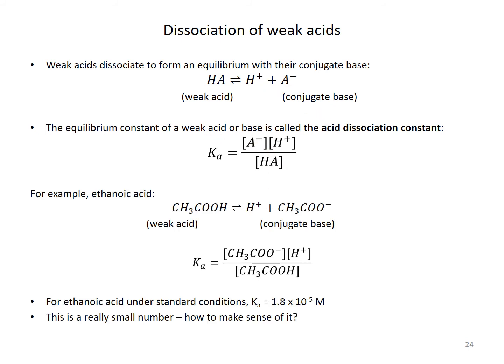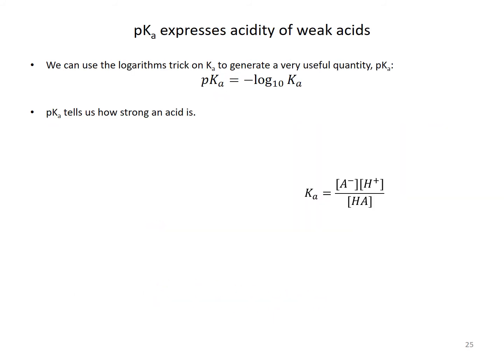Here is a very quick example. So under standard conditions, which is 1 atmospheric pressure and a temperature of 298 Kelvin, the Ka for ethanoic acid is 1.8 times 10 to the power of negative 5 molar, which is a very small number. So how do we make sense of it? Again, we use logarithm to compress the decimal scale, and we end up using pKa, which is a parameter to tell us how strong an acid is. So here is the formula. pKa is equal to negative log 10 Ka.